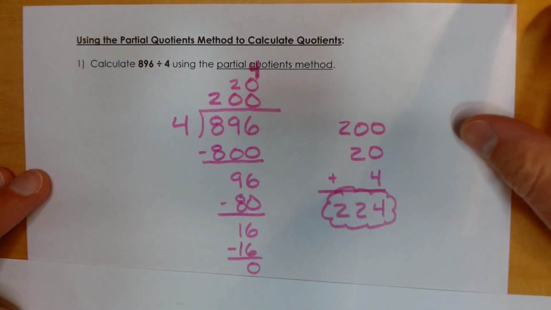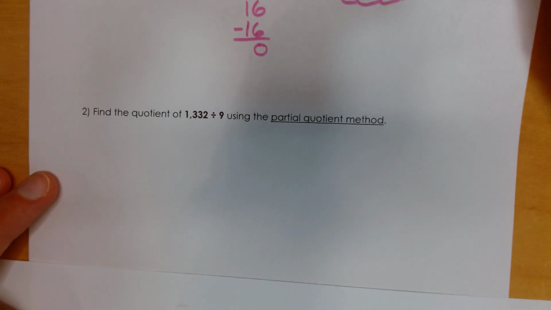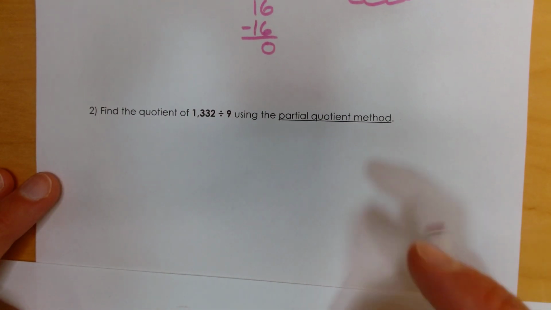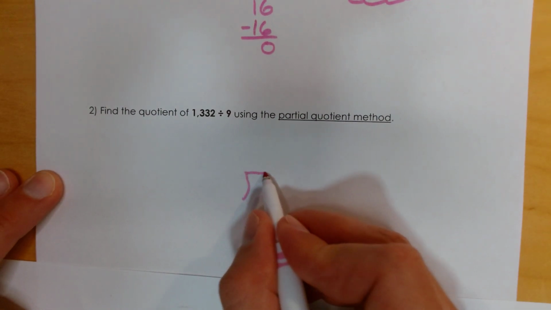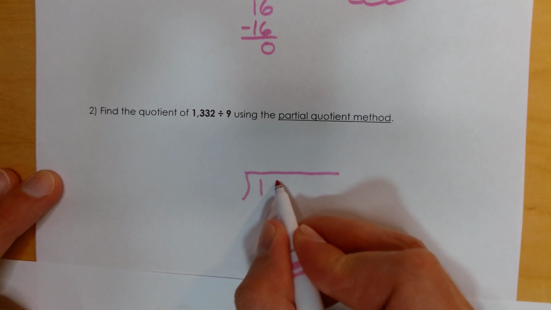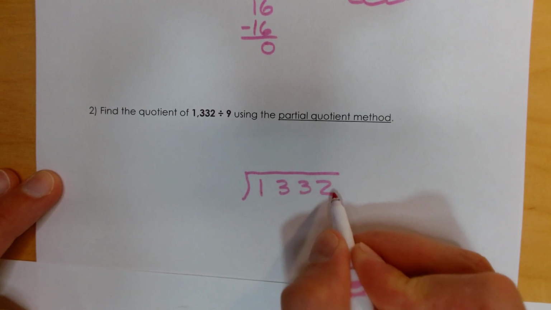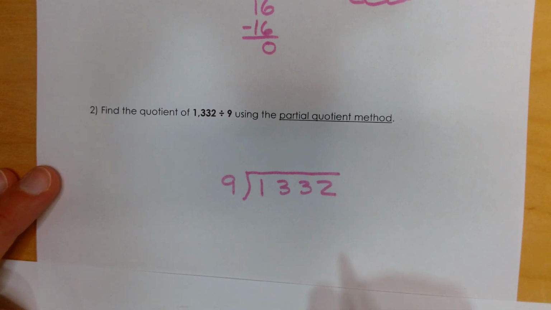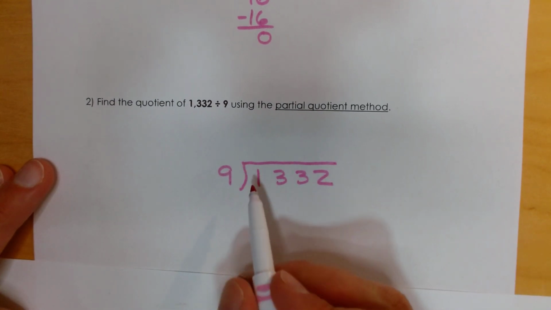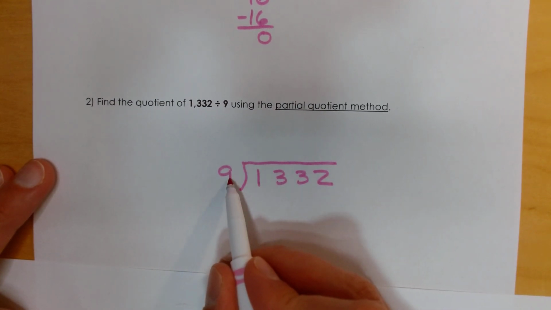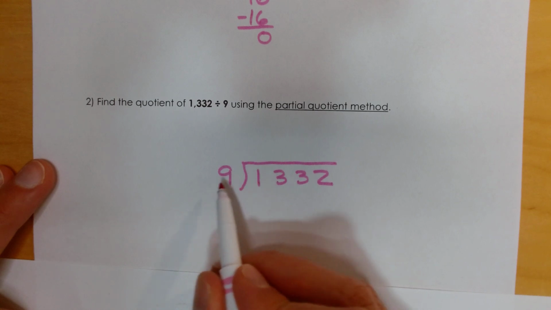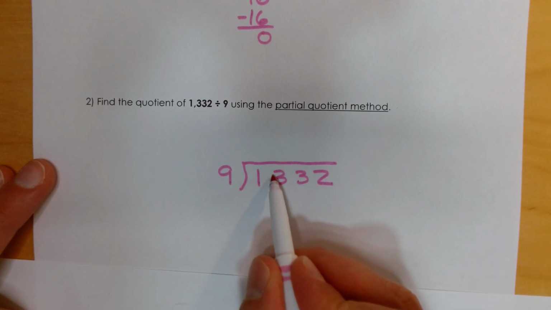All right, let's look at another example here. How about 1,332 divided by 9? So the first thing I'm going to do is set up my long division sign, place my 1,332 underneath, 9 on the outside, and let's go place value by place value. So 1,000, right? 9 actually doesn't go into 1, so I'm going to look at the next place value, which is in my hundreds place.